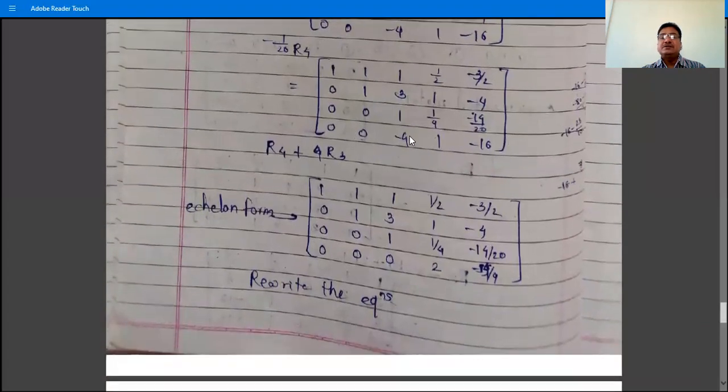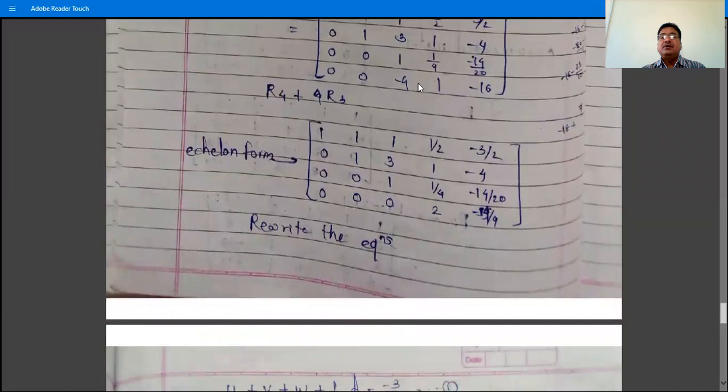Then reduce this minus 4 to 0. So in order to reduce it to 0, use this one. By using this one, reduce this minus 4 to 0. So R4 plus 4 R3 is the operation. So 4 into 1 is plus 4, minus 4 becomes 0. Then plus 4 into 1 by 4 becomes 1, plus 1 is 2.